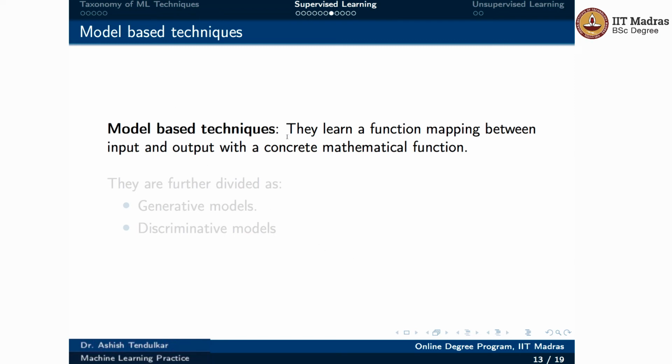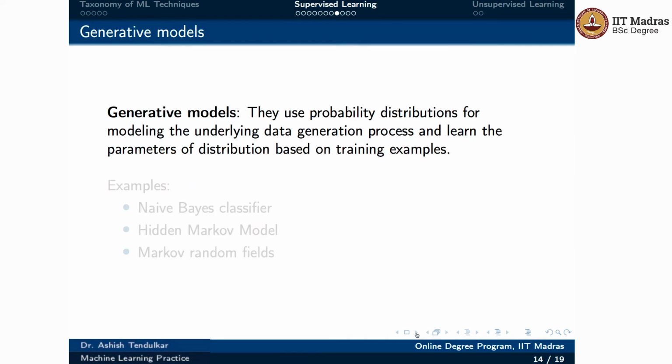Okay. So let's look further into model-based techniques. The model learns the mapping between features and the labels, right? And a model is defined by a concrete mathematical function or a formula, right? So there are two types of models. One is the generative model and the other is the discriminative model. In case of generative models, they use probability distribution for modeling the underlying data generation process, and then learn the parameters of the distribution based on the training examples, right?